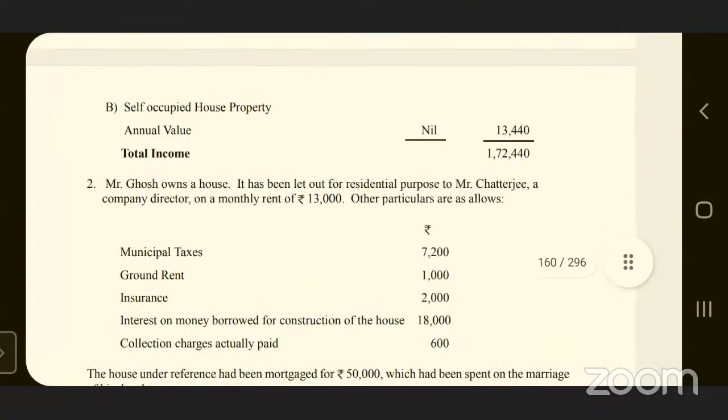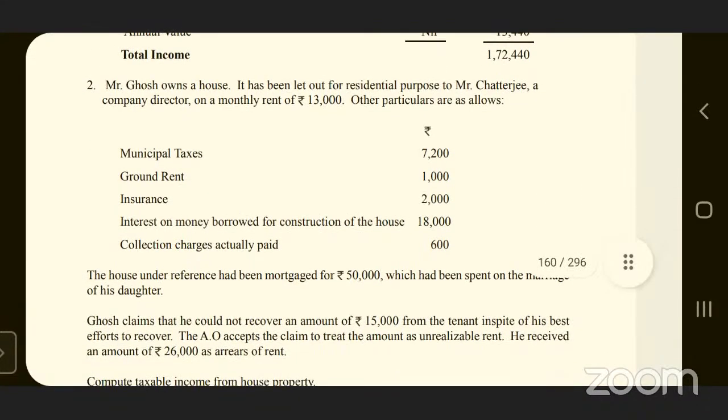Here, Mr. Ghosh owns a house. It has been let out for residential purpose to so and so person, a company director, on a monthly rent of 30,000. Other particulars he is furnishing as follows. What we need? Municipal rent is required. And a few other aspects also he is mentioning. Let us see how to compute gross annual value, net annual value, and income from house property.